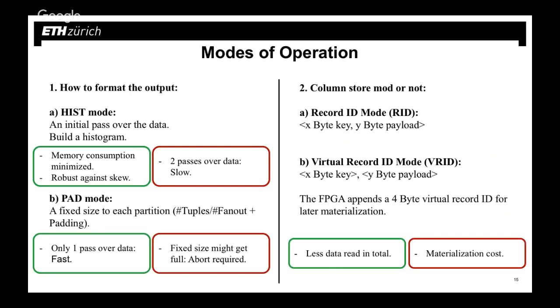The advantage of having virtual ID mode is we need to read less data in total, and this is good because our implementation is bandwidth bound right now. And the disadvantage is the materialization cost, which is, however, not so different than any column store that has to perform materialization.